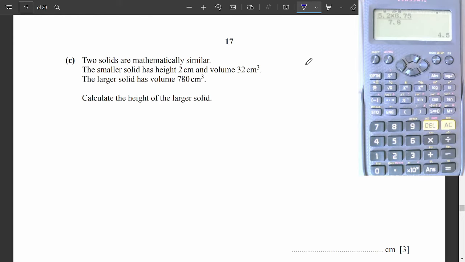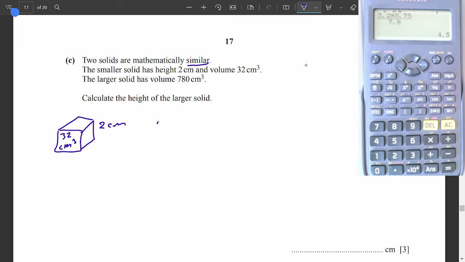Question 9C, related to the previous one because we're still talking about similarity. Okay, so we can use the same method as before, but we need to visualize what we got here. We got a smaller solid, so a 3D shape. It could be anything. I'll just make it easy. Let's make it a cuboid. Could be a statue. It's got a height of 2 centimeters and a volume of 32 centimeters cubed.